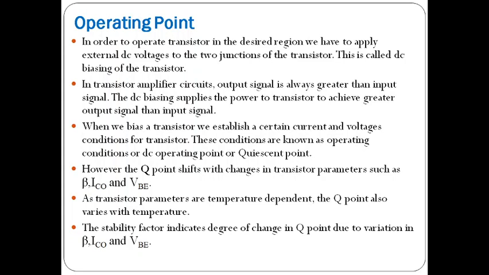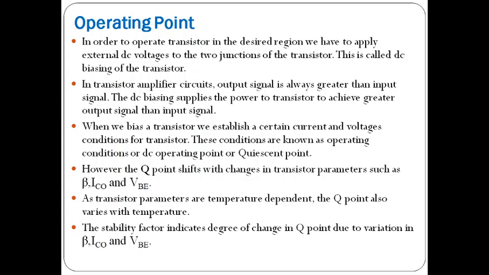So these three parameters, beta, ICO, and VBE, are temperature dependent parameters. When temperature changes, these parameters will change, and then the Q point will change. So the Q point is also varying on the load line. The stability factor indicates the degree of change of Q point due to the variation in beta, ICO, VBE.